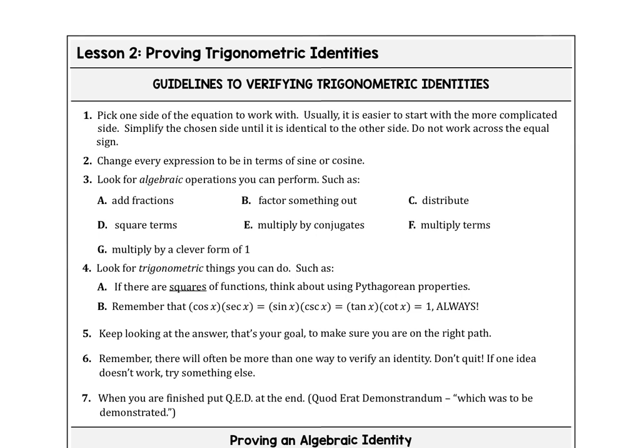Now notice that you could change everything in terms of sine and cosine. You can look over algebraic operations you can perform. You need to recognize the trig functions and know those, and if you see squares, you need to think about the Pythagorean properties, all of that. So just keep looking at the answer. Where are you going? How are you going to get there? This is a game of thinking. And if you don't get there, sometimes you have to try something else. If you go one path and you don't get there, try again. Just keep going. You will eventually get it.